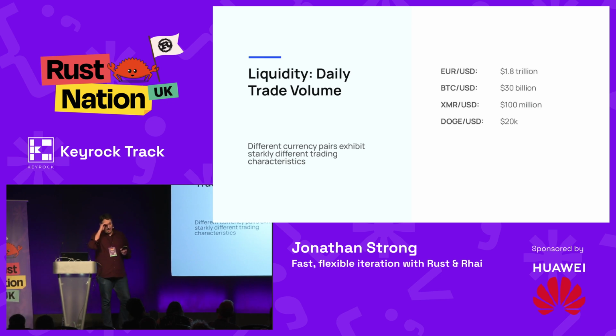One of the biggest differences between some set of given markets that we trade is liquidity. And if you look at these different currency pairs, there's tremendous difference in how much trading volume there is. So you've got Euro USD, $1.8 trillion in trading volume every day. Bitcoin dollar at 30 billion, and Monero dollar 100 million, and Doggy 20K. They're completely different things. They're not at all the same, and they don't exhibit any of the same characteristics.